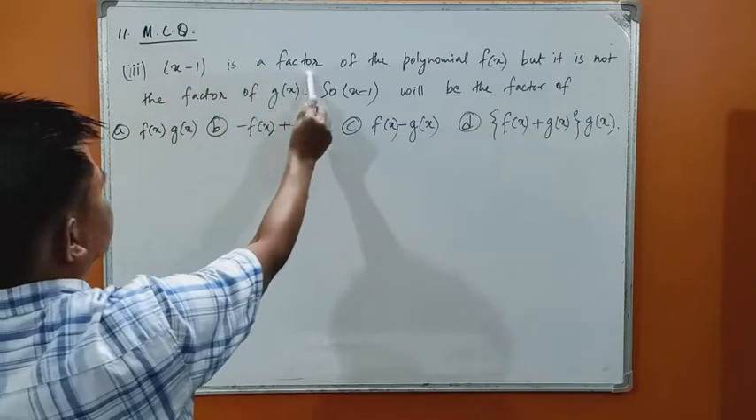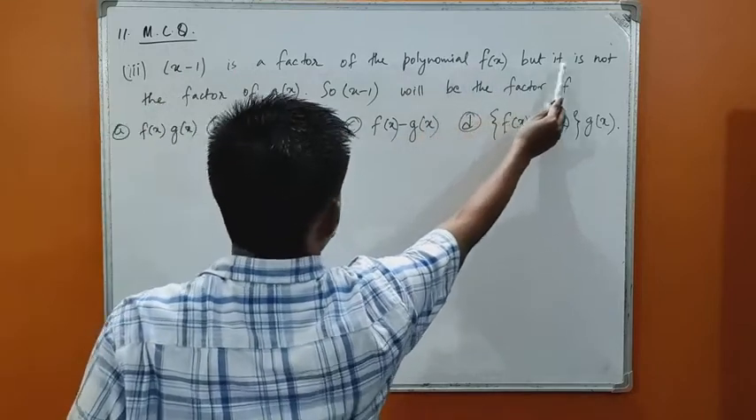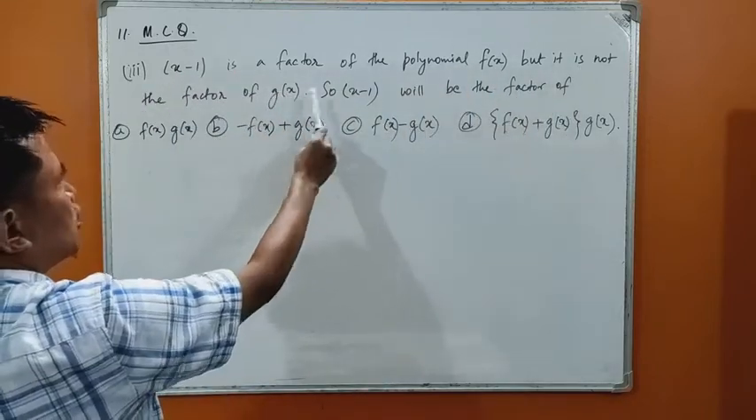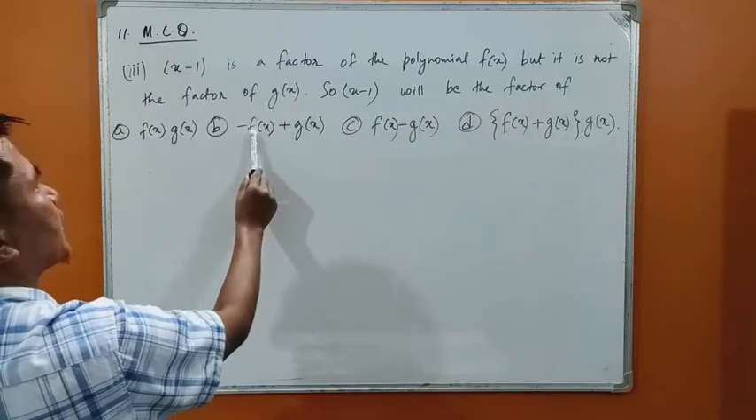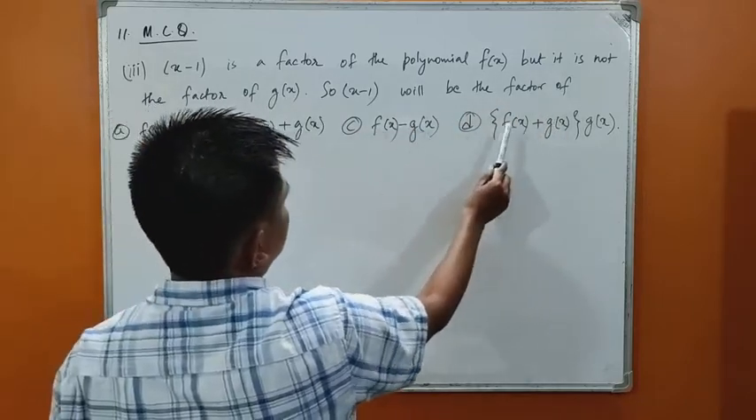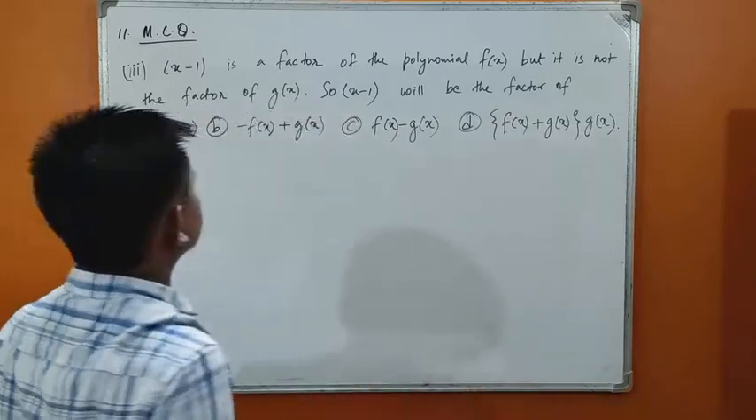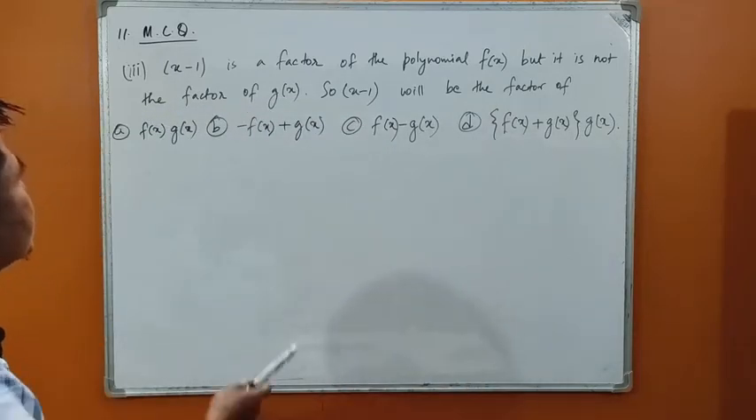x minus 1 is a factor of the polynomial f(x), but it is not a factor of g(x). So x minus 1 will be a factor of which: f(x) into g(x), or f(x) plus g(x), or f(x) minus g(x), or f(x) plus g(x) whole into g(x)? Let's first understand the question.